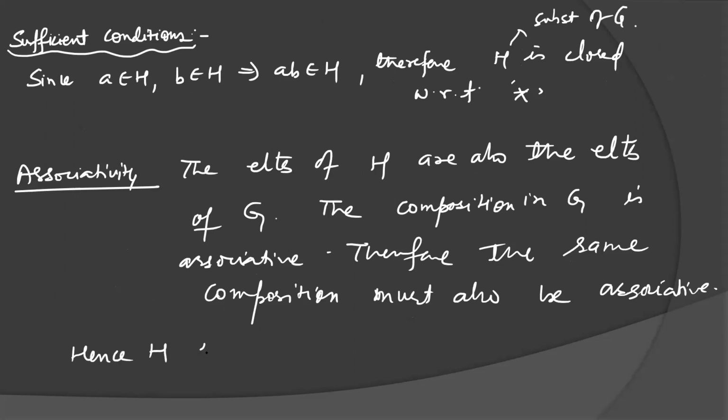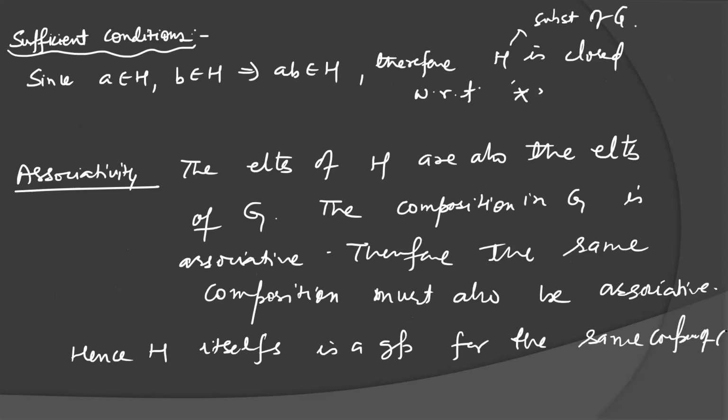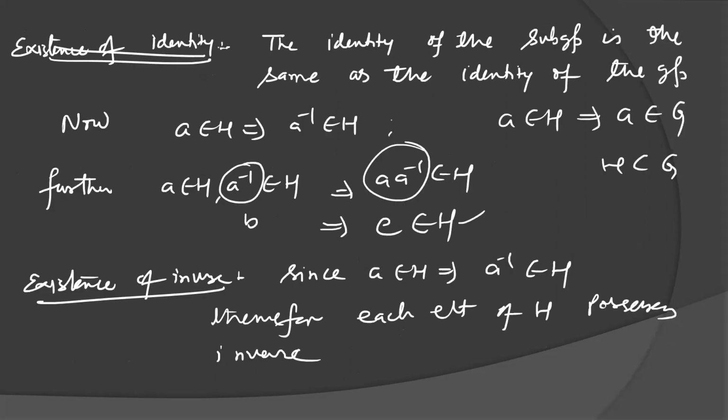Hence, H itself is a group for the same composition of G. So, H is a subgroup of G because H is a subset and follows the group properties under the same operation. Operation is compulsory here.